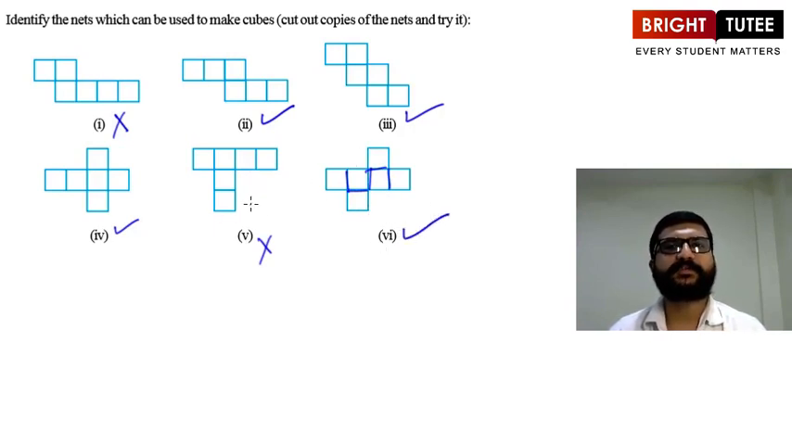So it means this is also a net for a cube. We have to do this using the activity: we have to draw these nets on a piece of paper, cut them out, and then actually try to fold them and get a cube. If we are able to get a cube, it means these are nets of a cube, otherwise they are not.